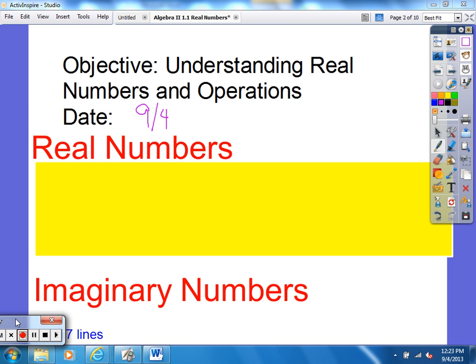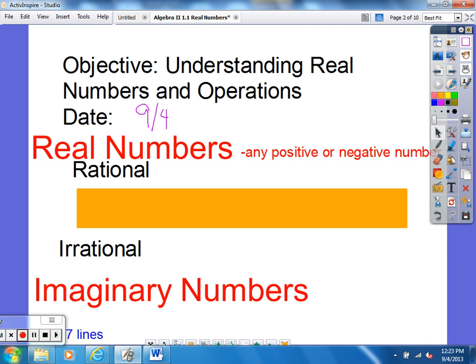Decimals also. Anything else? Okay. So my definition that we're going to be using is any positive or negative whole number. That includes decimals. That includes whole numbers. So it's any positive or negative whole number. There are 2 types of real numbers. And those types are rational and irrational. You just need to write the word rational for now.